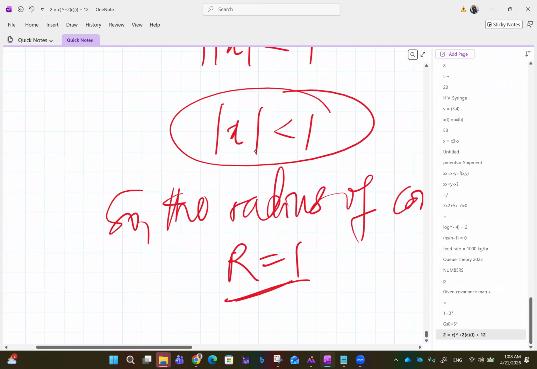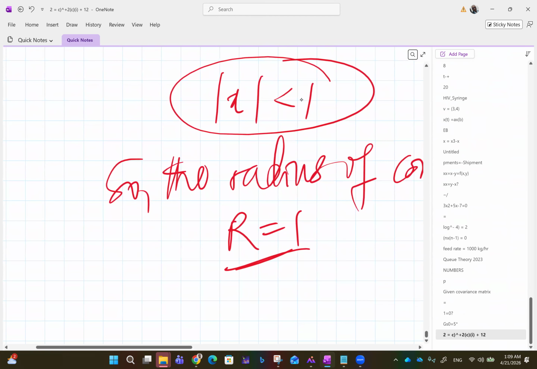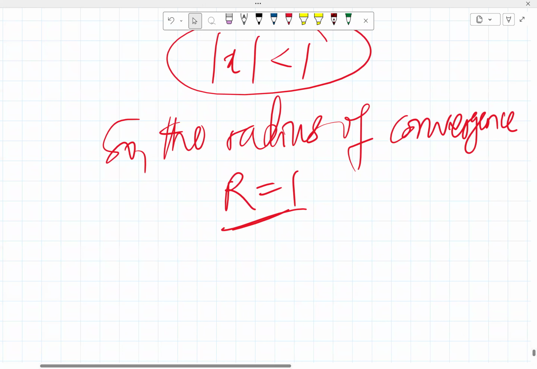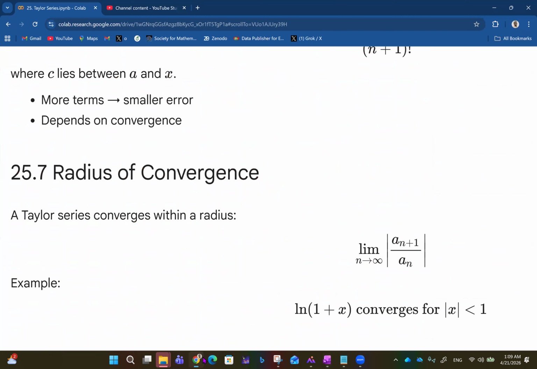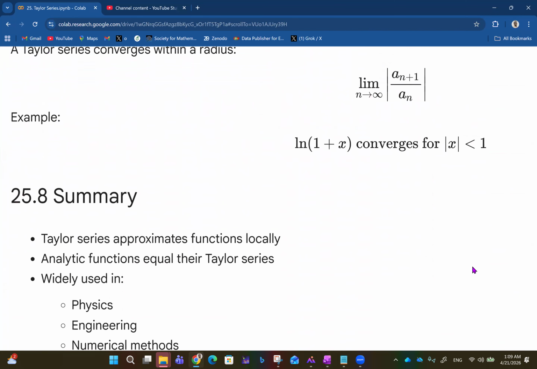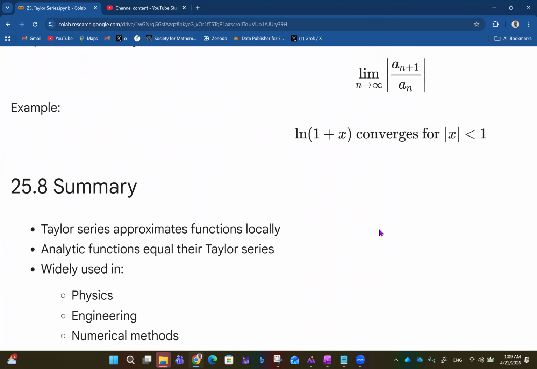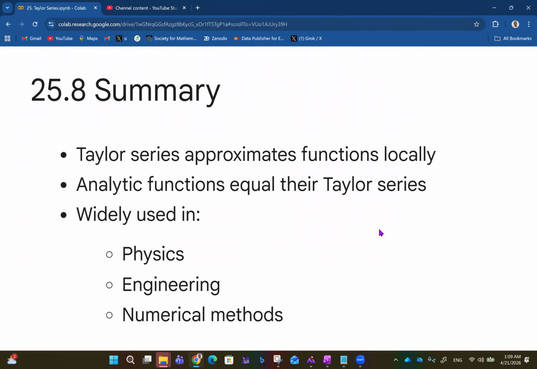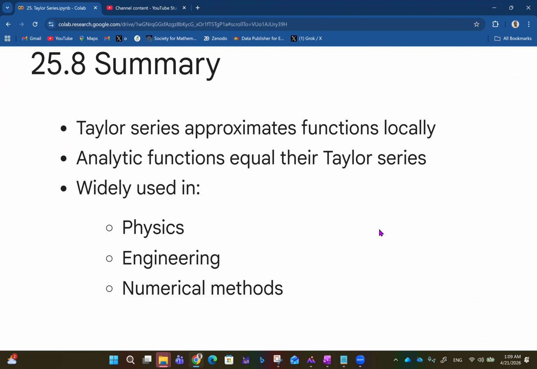So that's why the absolute value of x is less than 1 in that case. All right, so with that out of the way, we can try to finish up. Taylor series approximate functions locally. Analytic functions equal their Taylor series, and they are widely used in physics, engineering, and numerical methods.